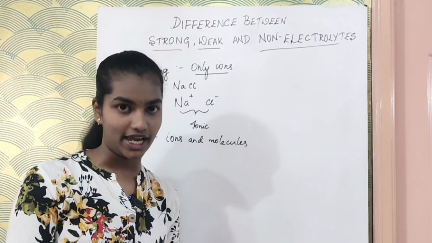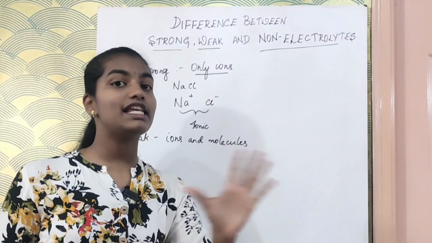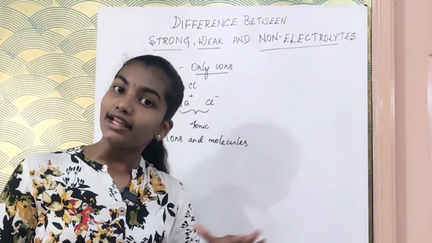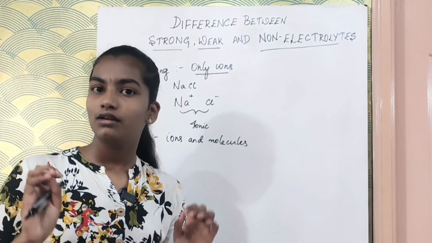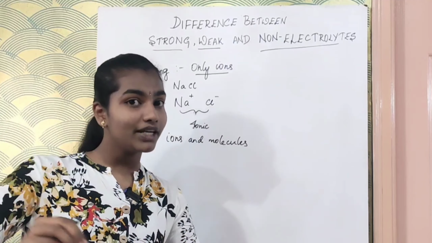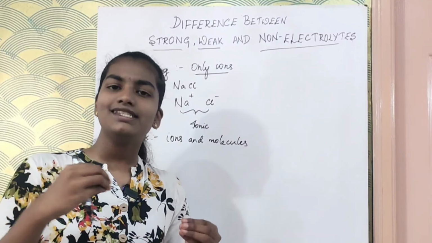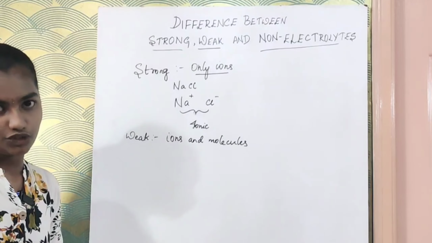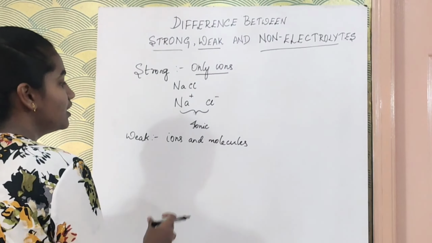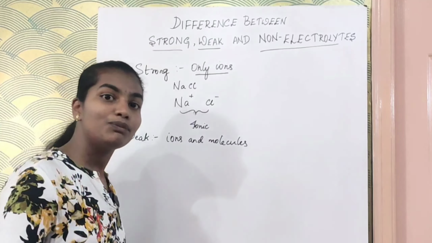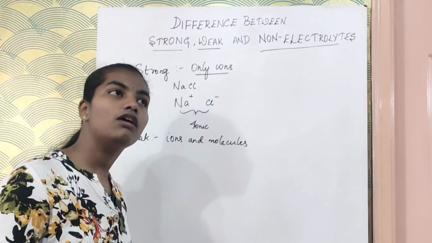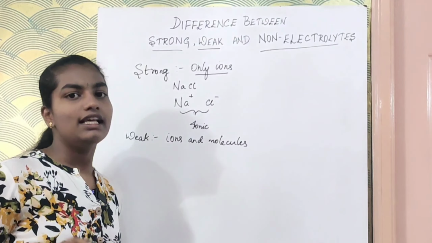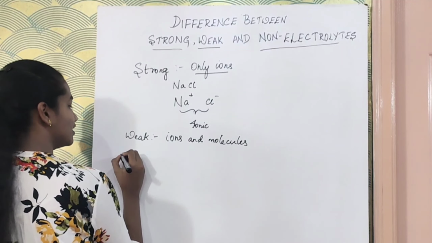So weak electrolytes have both ions and molecules. Because there is a presence of ions, they can conduct electricity, but it is comparatively less than the strong electrolytes, which is why they are weaker electrolytes. Now for example, some of the polar covalent bonds are also weak electrolytes, like ammonia.